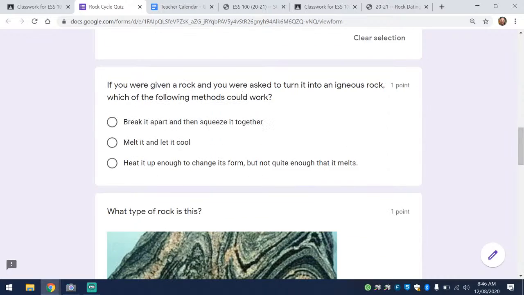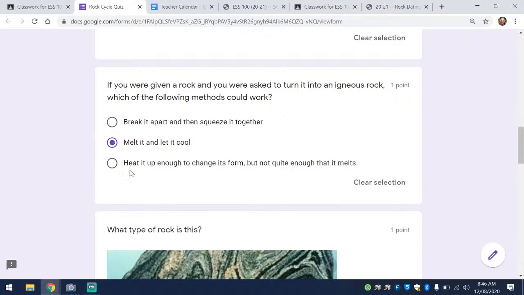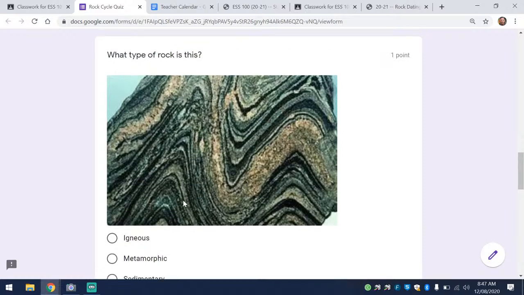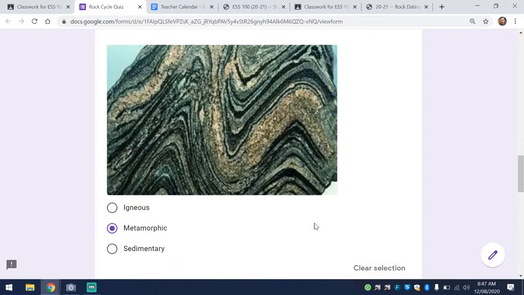Sand is sediment. If you were given a rock and asked to turn it to igneous, which of the following methods could work? Break it apart and squeeze it? Nope. That's going to be sedimentary. Melt it and let it cool? Yes. And then this last one, heat it up enough to change its form, but don't actually melt it. That would be metamorphic. This rock has been squished and twisted, and that makes it a metamorphic rock.